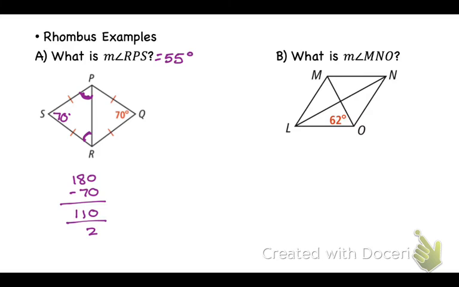Okay, what is MNO? So that's the big angle right here, the whole thing, yes? Okay, so it is a rhombus, so I know what about all these sides? They're all the same. So they would all equal 60. So if I know this is 62, what do I know this one is? 62. What do I know this is? 62. No, 90, right?